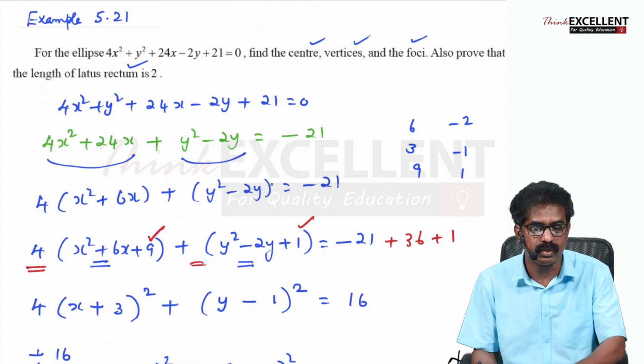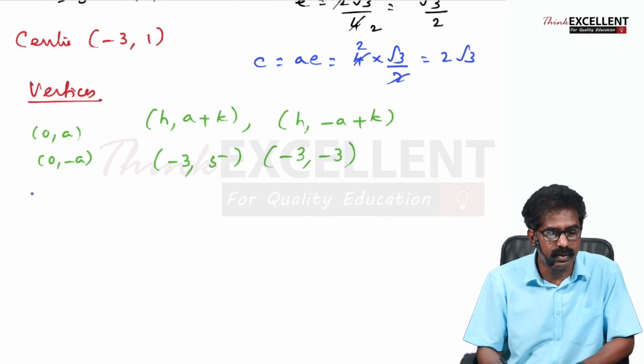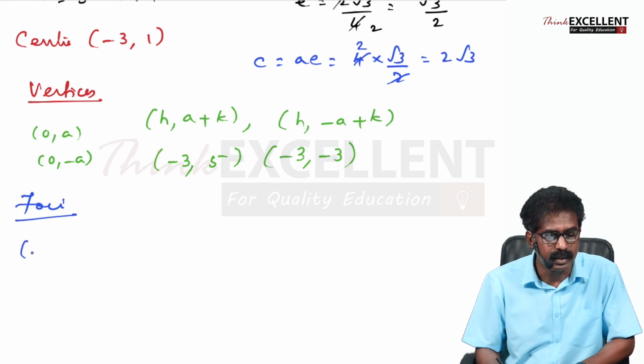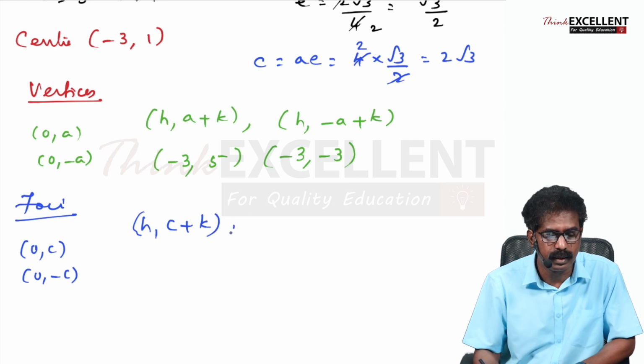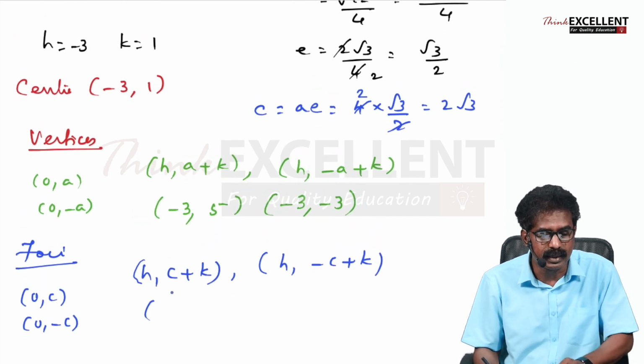So center, vertex, we got it. They asked to find foci also. So for focus, what's the formula? This is of the second type, right? So 0 comma c and 0 comma minus c. But here you have to add h, k. H comma c plus k and h comma minus c plus k. Substitute the values. H value minus 3.